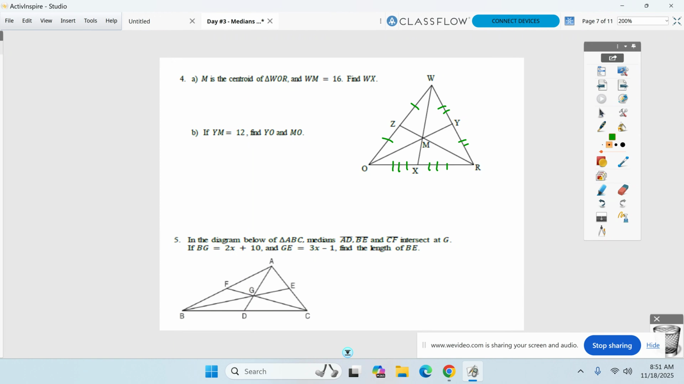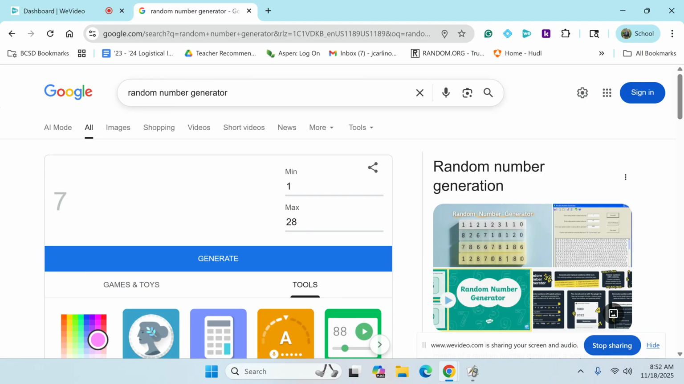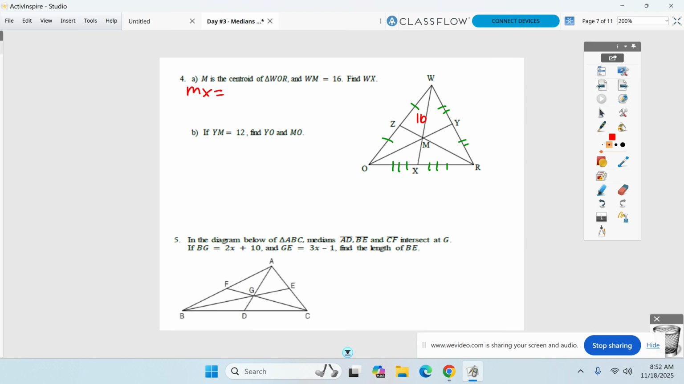First one, WM. WM is 16 units long. How long is the whole median WX? Well, we're not getting there unless I know what MX is. I don't know the whole median until I know what MX is. So let's start there. MX breaks it up into a ratio of 2 to 1. So let's start with MX. How long is MX going to be up here? Lola? 8, half of 16.